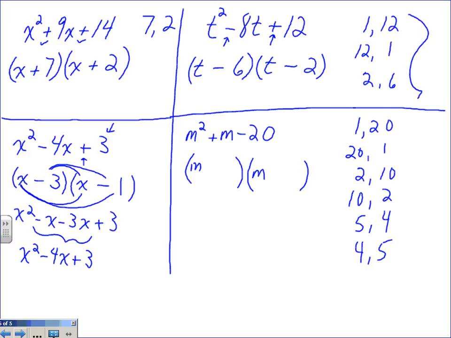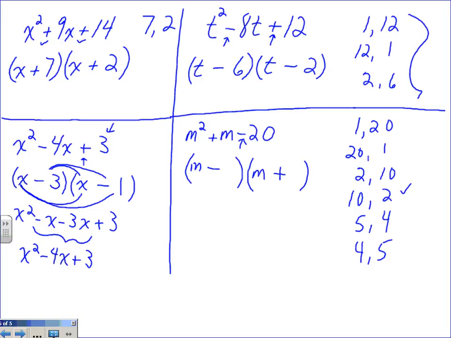Which ones can I use? Well, 10 and 2, I could get 12 from 10 and 2 if I add the two together, 10 plus 2. If I subtract, I'll get 10 minus 2, and that's not going to give me 1 for the middle one. Let's back up just a little bit. You have a minus 20 at the end. That means if we have a negative for your last term, one of these is going to be a minus, and one has to be a plus, because a minus times a plus gives you a negative.